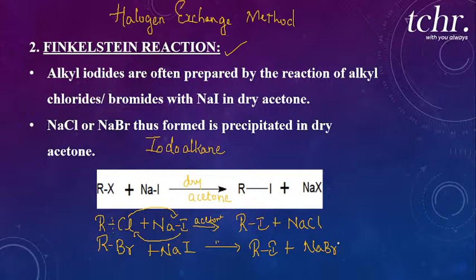Now, what is the role of dry acetone? I require only iodoalkane. I don't require the byproducts like NaCl and NaBr, so I have to remove these byproducts. When I use dry acetone, it precipitates out these byproducts, or helps in their removal. Is that clear? This is a very simple, easily understood Finkelstein reaction. You have to practice this by taking more and more examples.